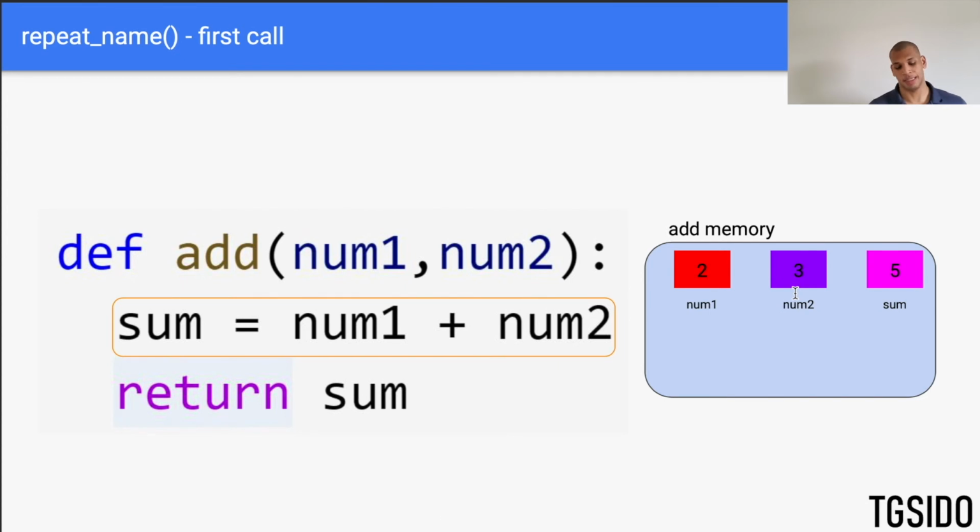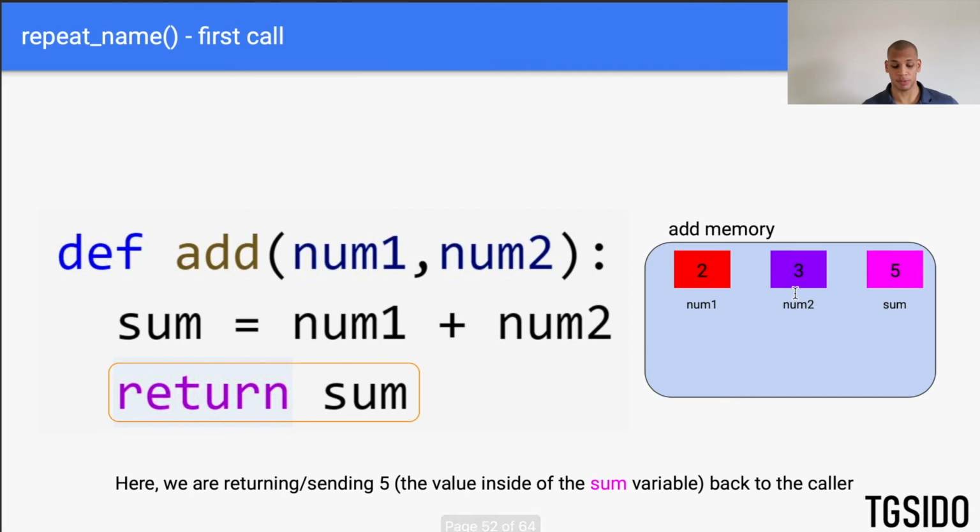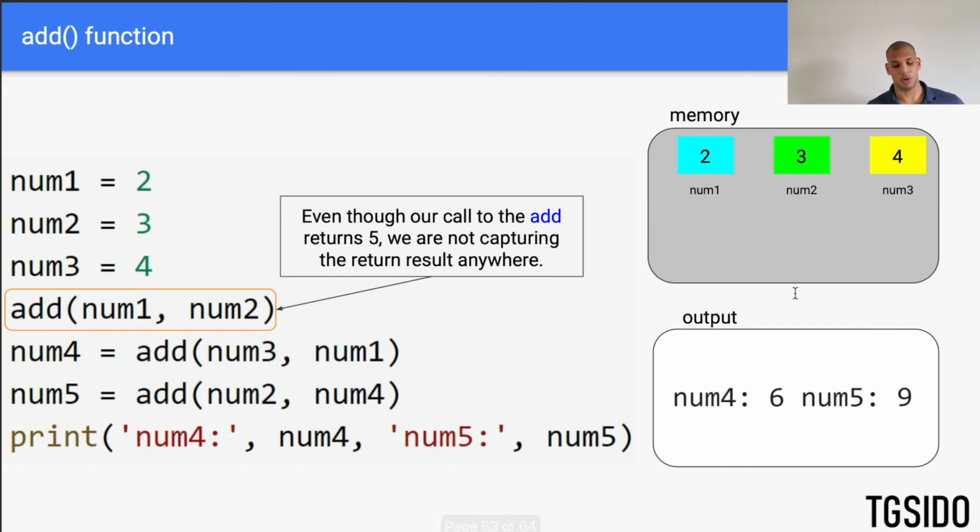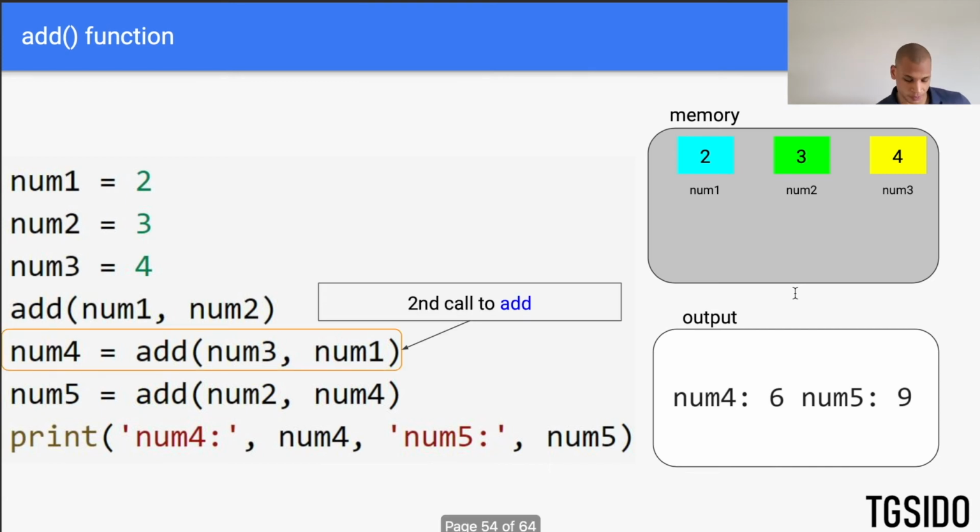So now sum is going to be the sum of these two variable values. So we have over here 2 plus 3, that's 5. And so sum is going to take on the value 5. Now over here, we're actually going to return or send 5, the value inside of the sum variable, back to the caller. And so over here, even though our call to add actually returned 5, we're not capturing the return result anywhere.